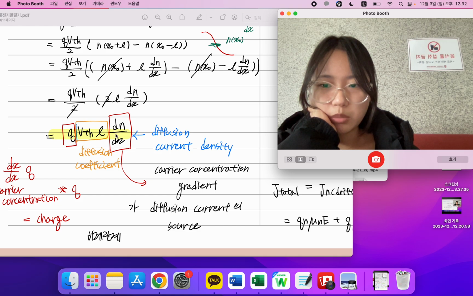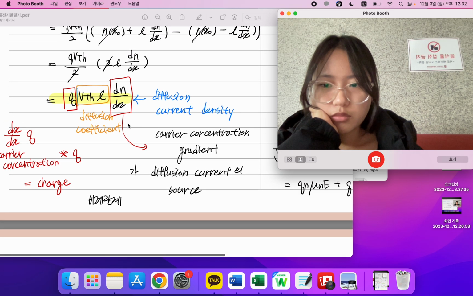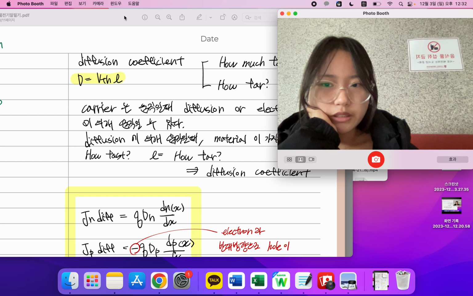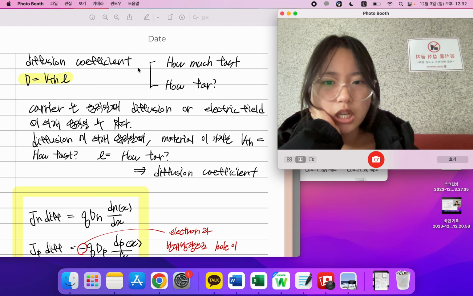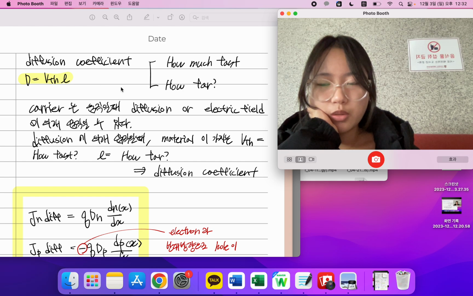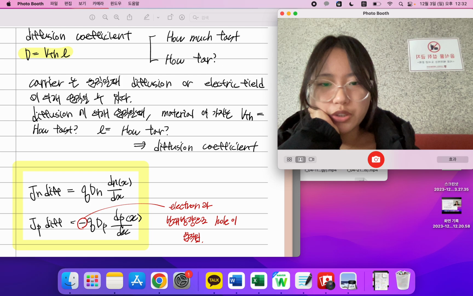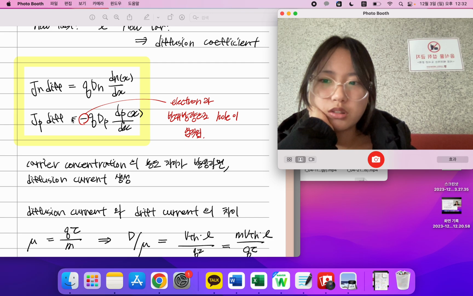We can derive the final equation: q D dn/dx, where D is the diffusion coefficient and q D dn/dx is the diffusion current density. The diffusion coefficient, we can mark, D is v_th L. The diffusion coefficient means how fast and how far electrons diffuse. So the carrier moves by diffusion, and the material has v_th, which means the diffusion coefficient. So we can derive the mathematical law.